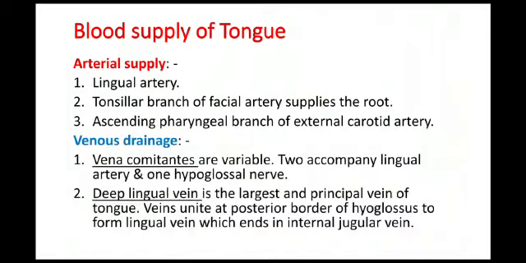So venous drainage, we have the venae comitantes. Two of these accompany the lingual artery and one the hypoglossal nerve. Apart from this, we have the deep lingual vein. It is the largest and the principal vein of the tongue. All the veins unite at the posterior border of hyoglossus and form the lingual vein, which drains into the internal jugular vein.